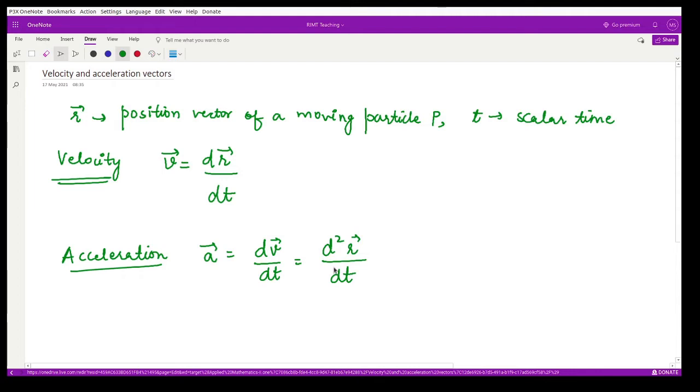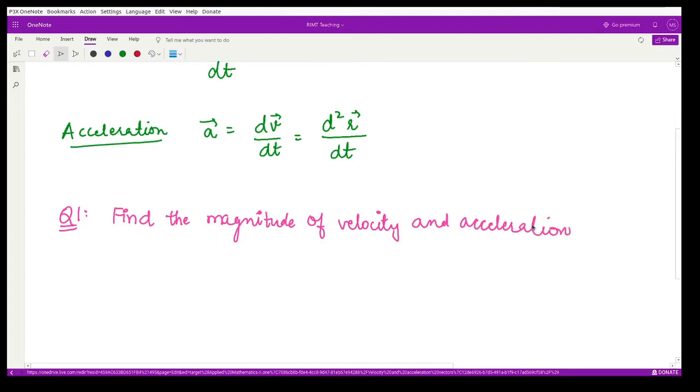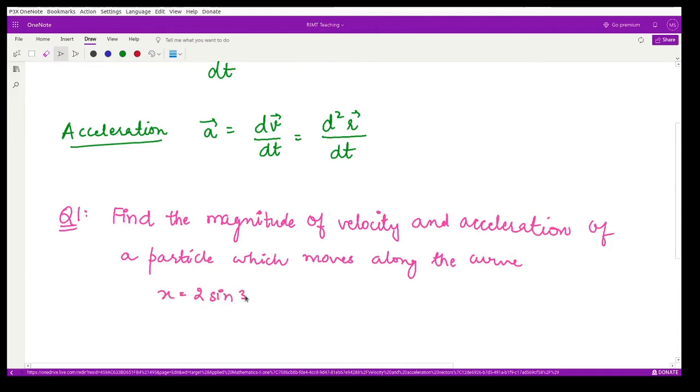So let me give you one question. The question says: find the magnitude of velocity and acceleration of a particle which moves along the curve x is equal to 2 sine 3t, y is equal to 2 cos 3t, z is equal to 8t, at time t is equal to 0.